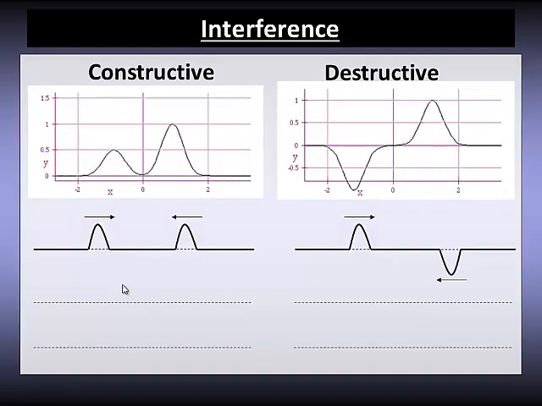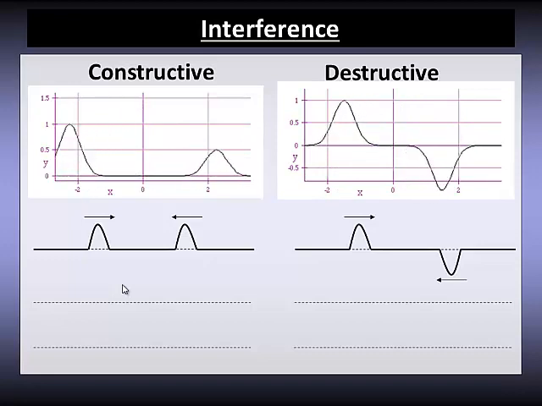Alright, interference. When waves combine, they can add together or subtract depending on if they're going in the same direction or opposite direction. With constructive interference, they add together. You can see in this animation, one is +1, one is +0.5. When they combine in the center, I get a total of 1.5.